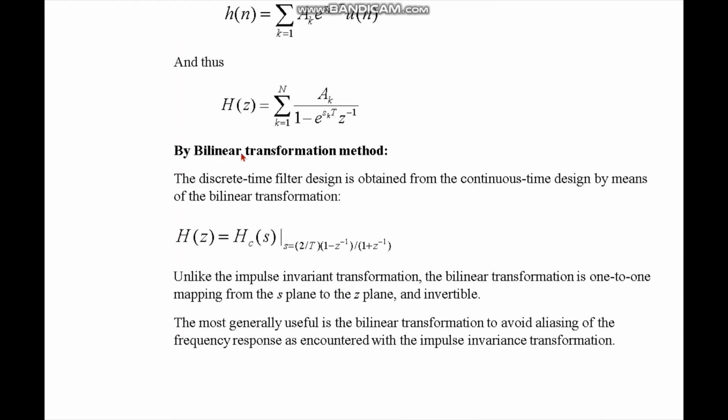In the other method, that is the bilinear transformation method, we simply put S equals 2 by T times 1 minus Z inverse upon 1 plus Z inverse, and just substitute this value of S in the form of Z and we get H of Z. In this particular transformation, it is a one-to-one mapping from the S plane to the Z plane and it is invertible. The most generally useful method is the bilinear transformation because it avoids aliasing of the frequency response, that is the problem encountered with the impulse invariant transformation.